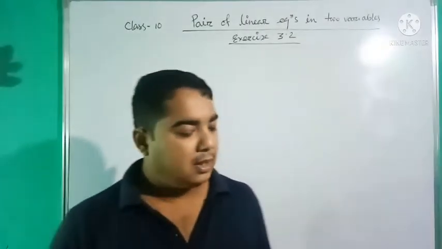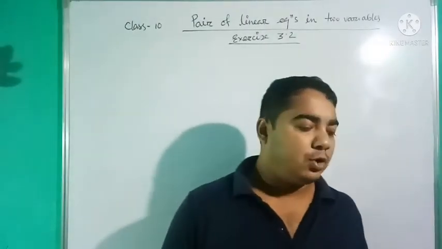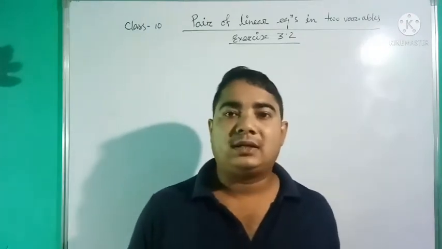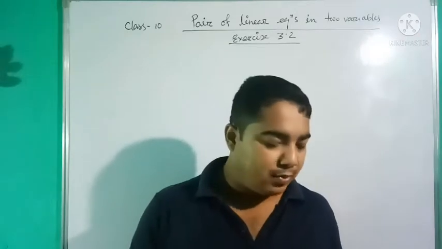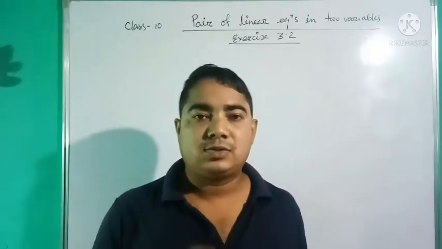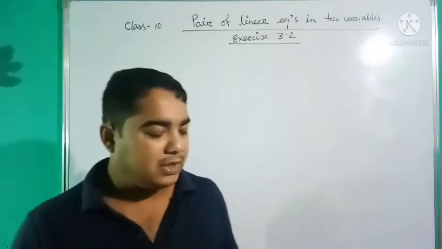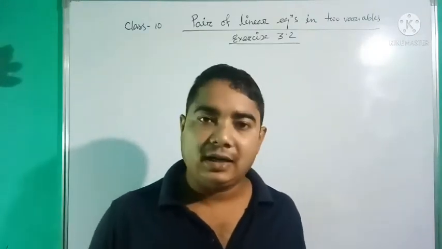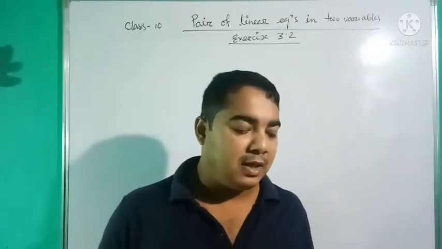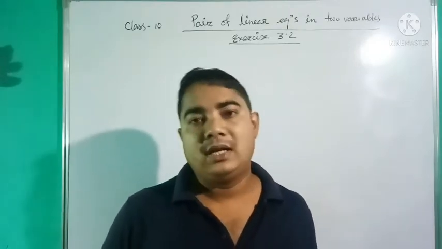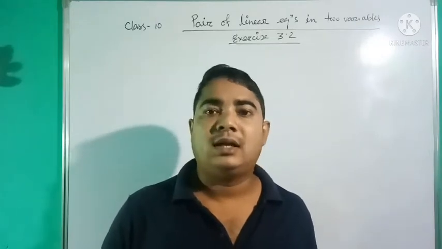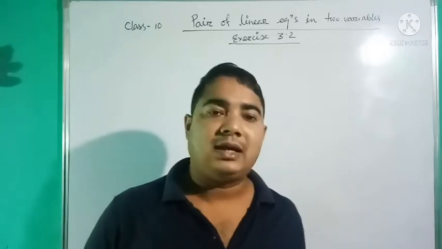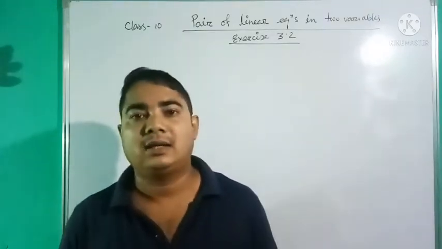Question number 1 says: form the pair of linear equations in the following problems and find their solutions graphically. Means at first we need to make two equations from the given question and next solve them graphically. Question number 1 is: 10 students of class 10 took part in a mathematics quiz. How many students are there? That is 10 students. If the number of girls is 4 more than the number of boys, find the number of boys and girls who took part in the quiz.